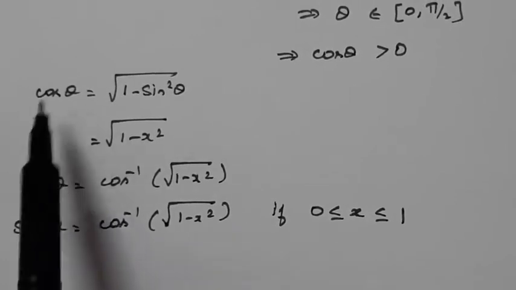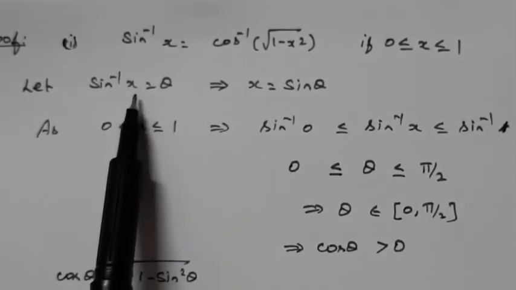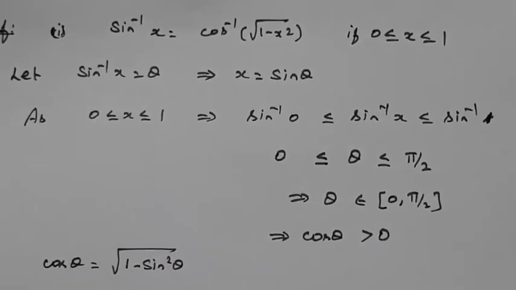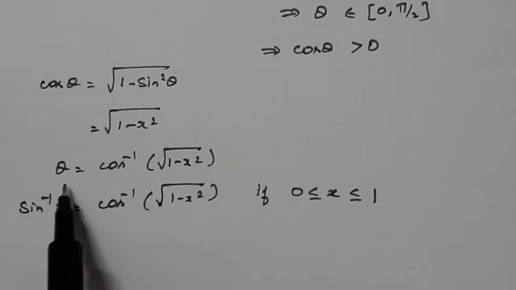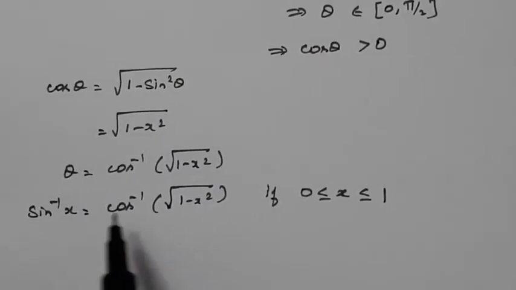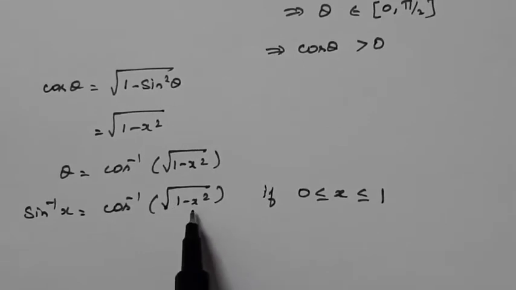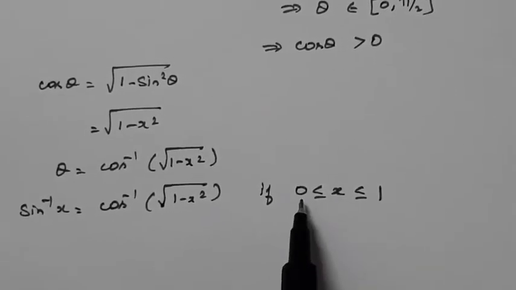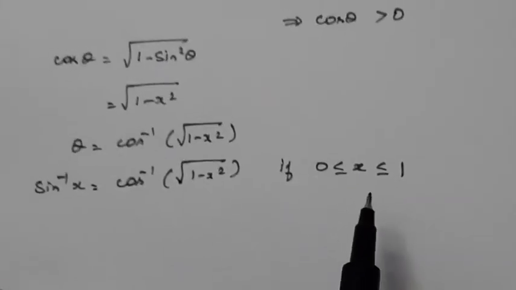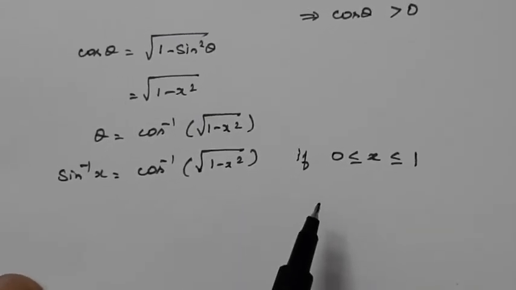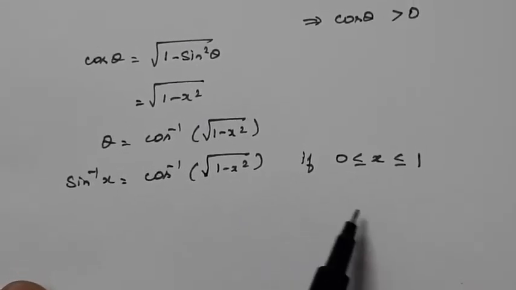Now, what is theta? Theta is equal to sin inverse of x, and it has been well defined, and therefore, replacing theta by this one we have sin inverse of x is equal to cos inverse of root of 1 minus x squared, where x belongs to the closed interval 0 to 1. Okay, this is the proof of the first identity in property number 9.